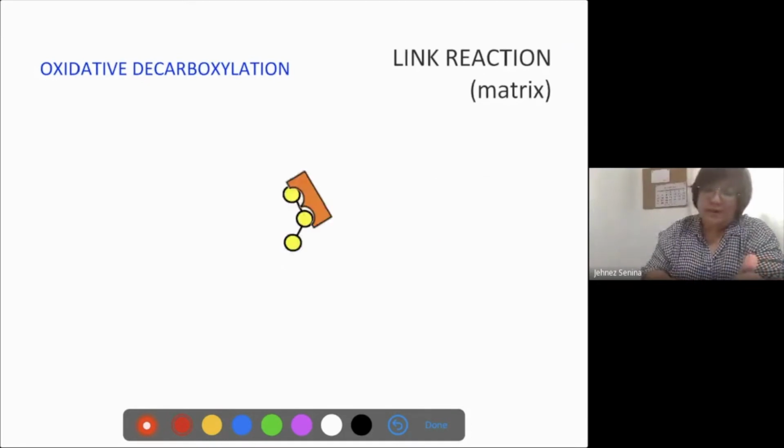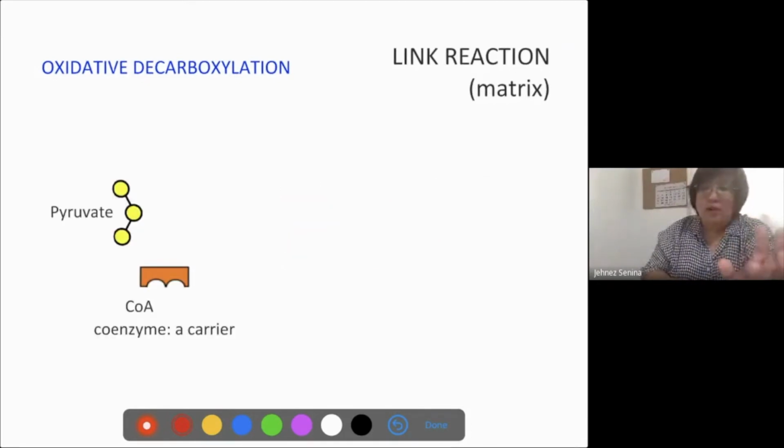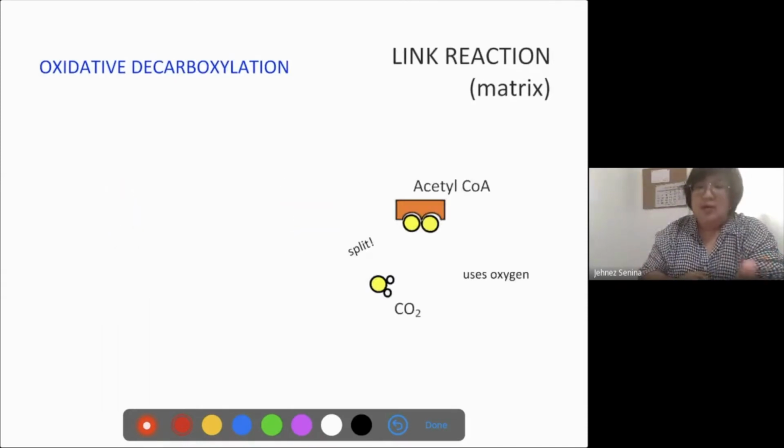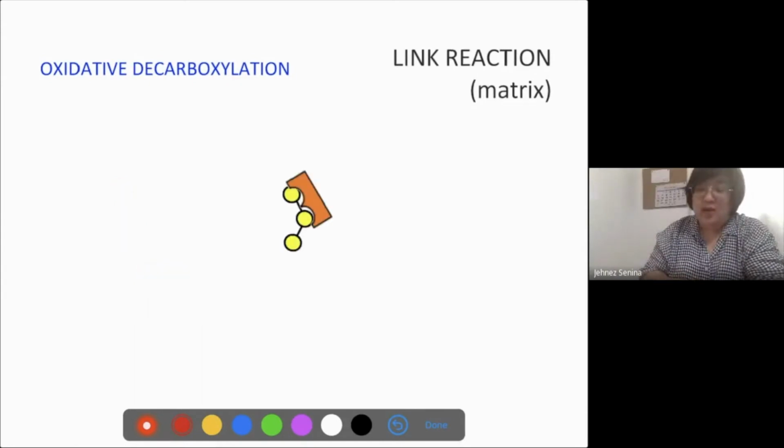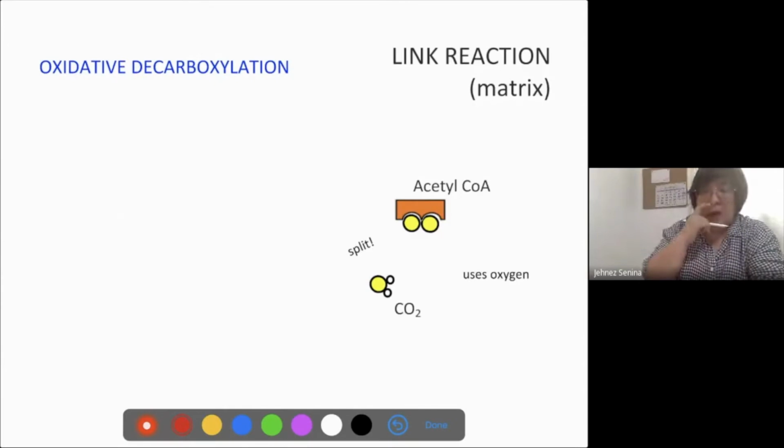Decarboxylation. Pyruvate is a 3-carbon molecule. This coenzyme A is just a fancy name for the enzyme. The enzyme will facilitate decarboxylation. Let's look at that again. Look at the orange enzyme. It will, boom, remove the carbon. So in the link reaction, pyruvate is decarboxylated and oxidized.